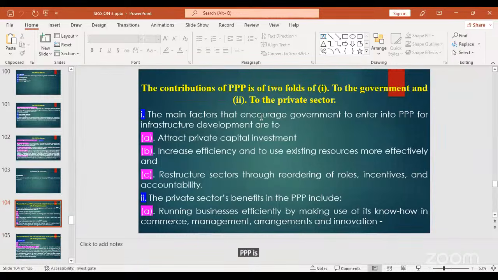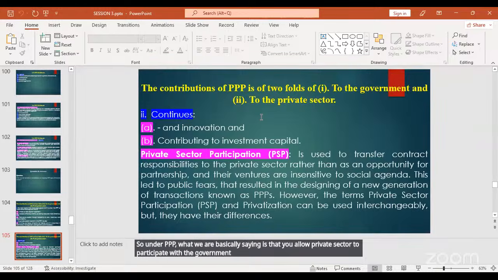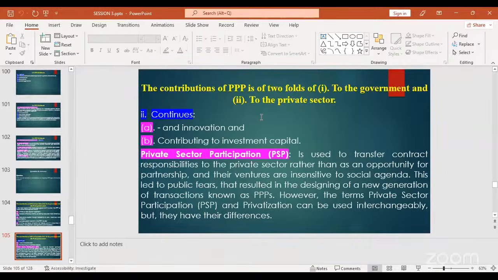PPP is meant to contribute to the economy in collaboration with the government. We have been told that private and government come together in order to form what we call public-private partnership. So under PPP, what we are basically saying is that you allow the private sector to participate with the government in providing things that make life comfortable.